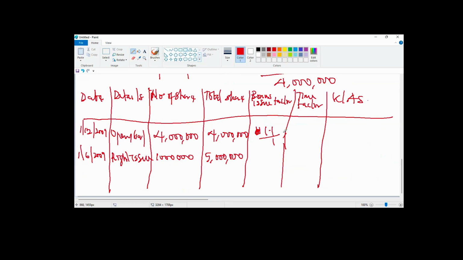Then, time factor. From 1st of December to 1st of June, 6 over 12. From June to November, I will now multiply 5 million times 6 over 12. That will give me 2.5. Then 4 million times 1.1 times 6 over 12. What does it give us? 2.2. Total will now be 4.7.